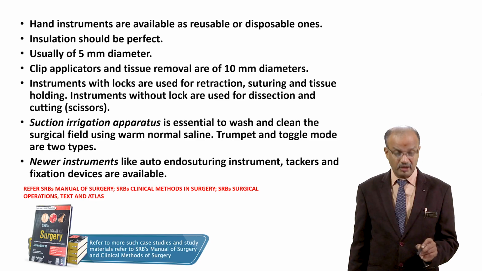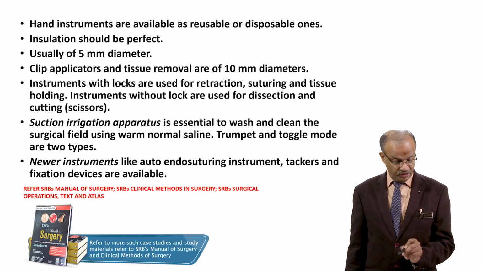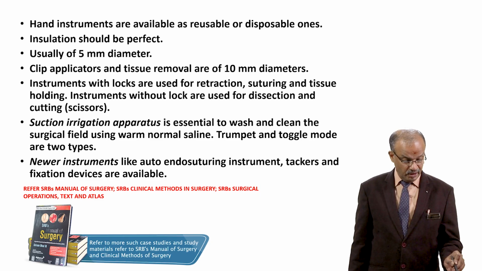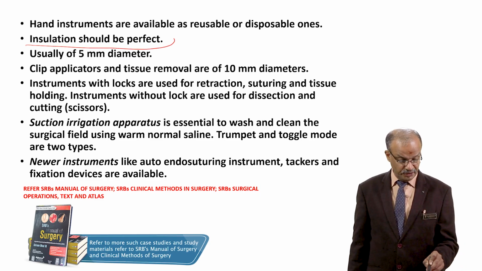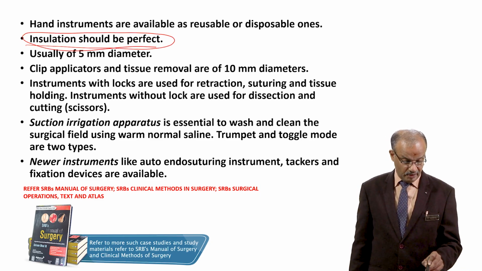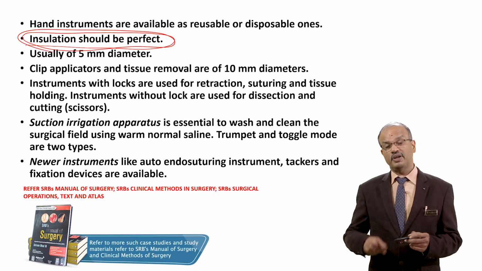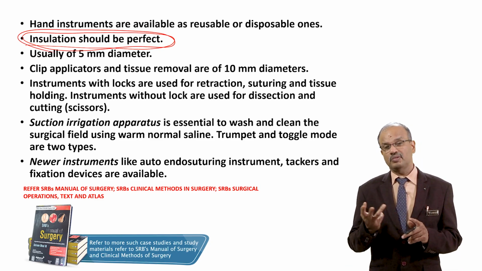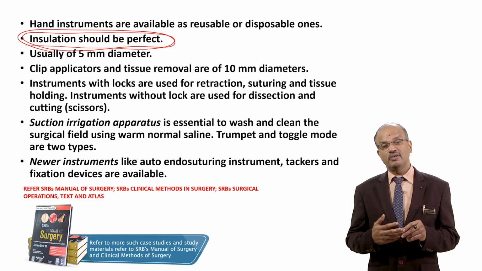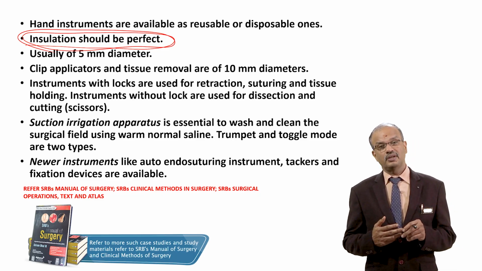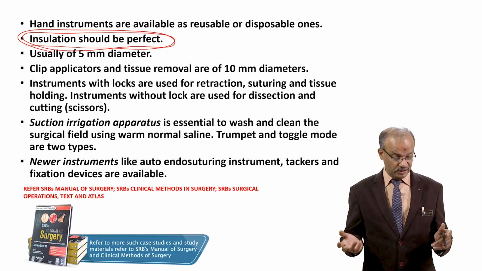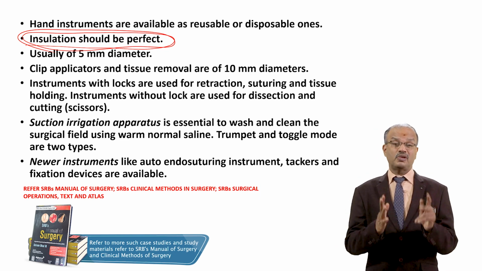Hand instruments are available, reusable or disposable ones. Usually 5 mm diameter. Now what is important is that insulation should be perfect. That is the most important. Otherwise, when you use cautery or when you use an energy source, a burn or major burn can occur in the trocar site, abdomen, bowel, all those things. So you should see whether insulation is proper or not.